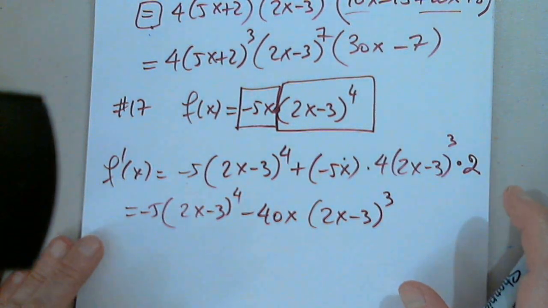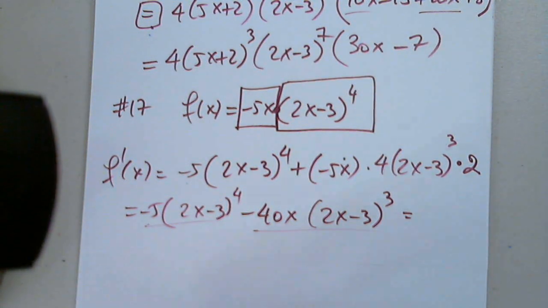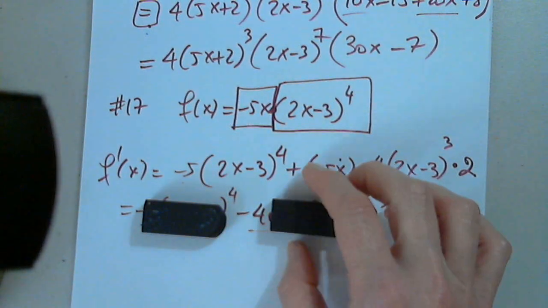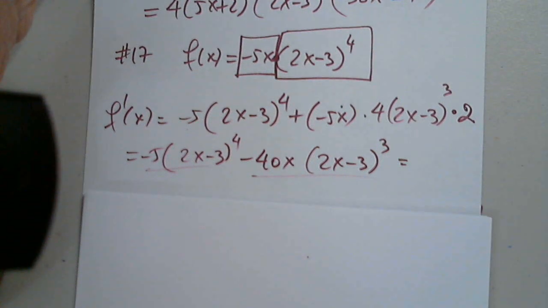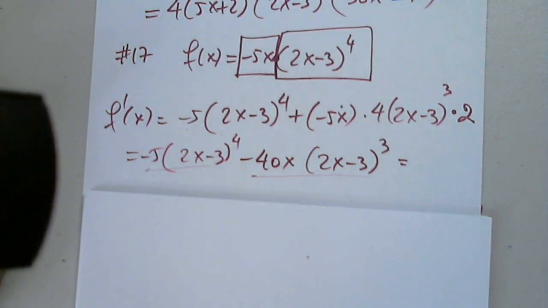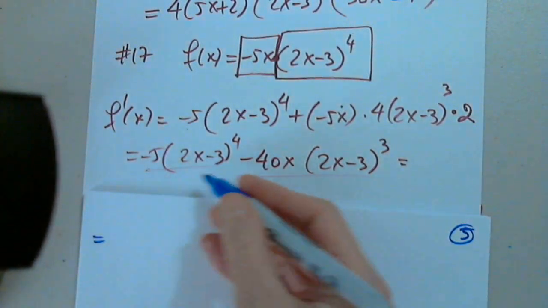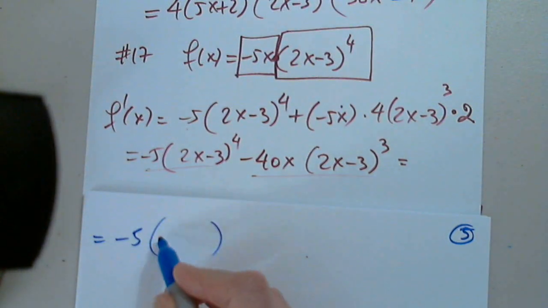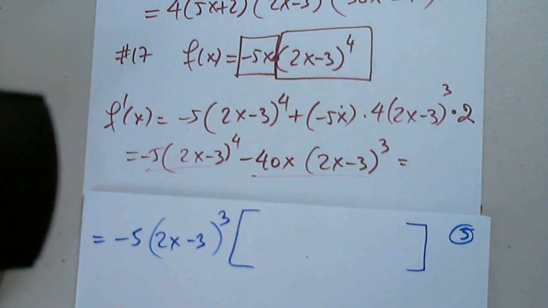This is just algebra. Now we see common factors. So this term and this term have common factors. Let's pull out those common factors. Can anyone help with those common factors? Is it 5? 5 is the first one. Let's put negative because both of them are negative. Awesome. What else? 2x minus 3 to the third. Excellent. And now let's open brackets.